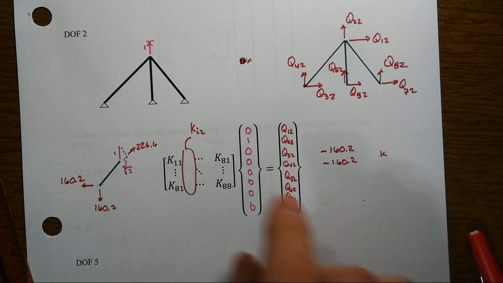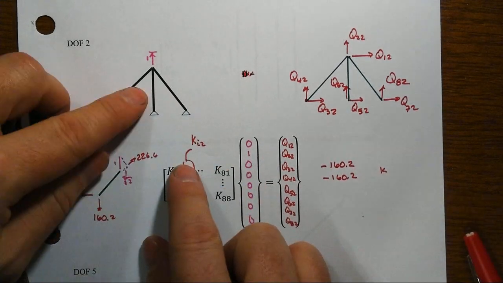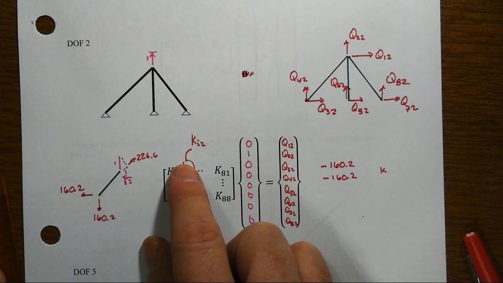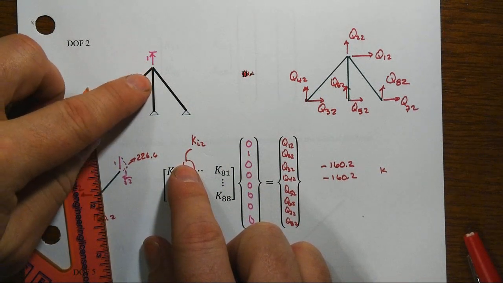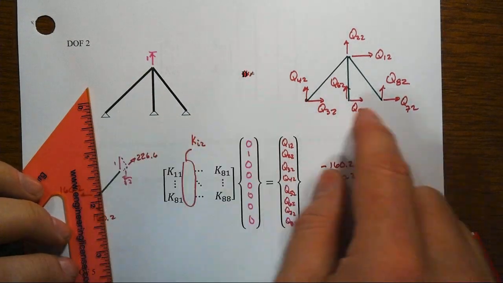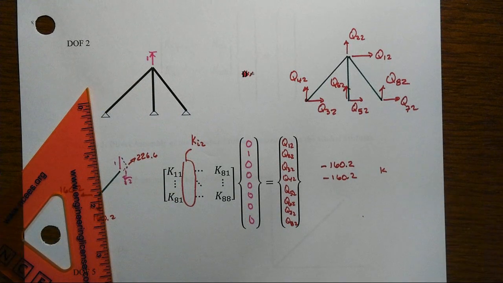Okay, so that's that one. Now, this one's easy because 1 unit of the system displacement at degree of freedom 2 will be exactly 1 unit of displacement for that member. That's kind of interesting too.